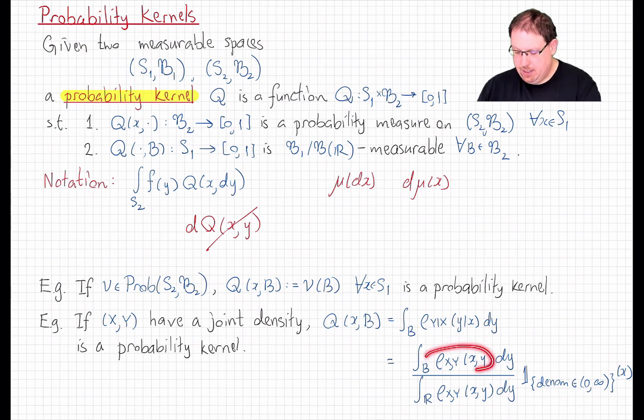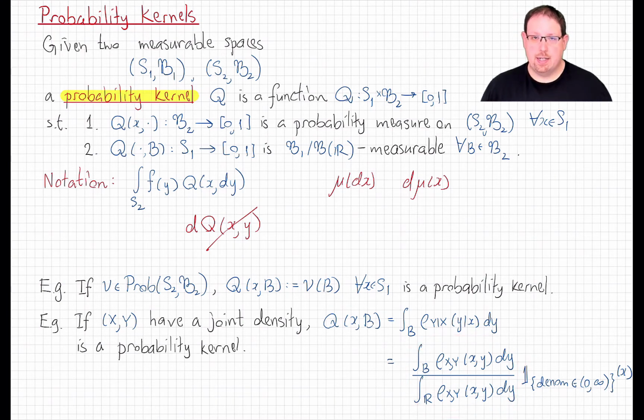Since the function here is measurable and non-negative in both variables, and this normalization gives the total probability 1, the second condition is therefore met. So we just need to check that this function is measurable in the x variable, and that is clear, again, from the formula using, say, Tonelli's theorem.